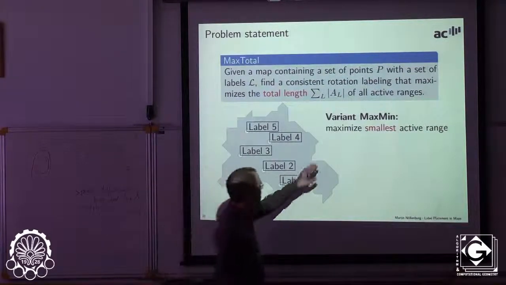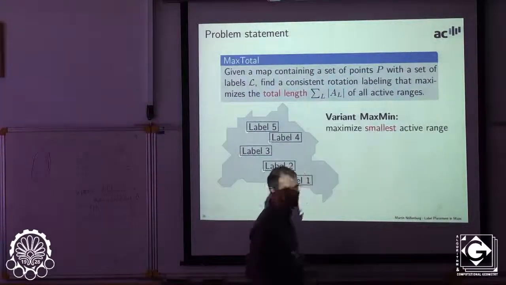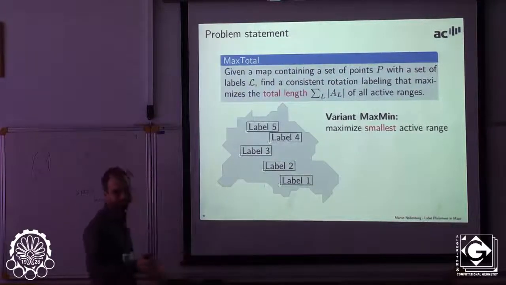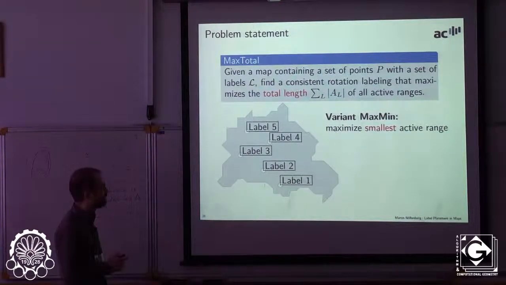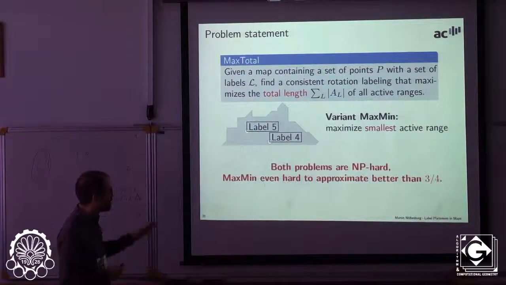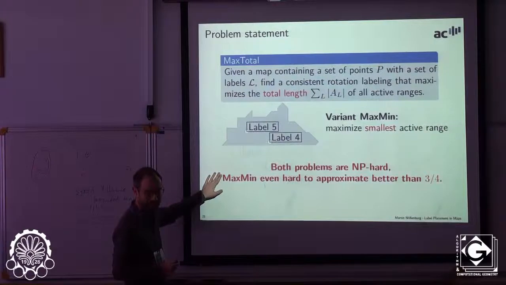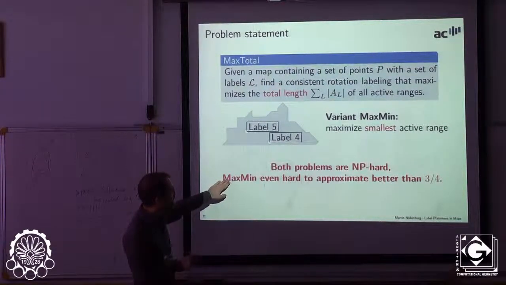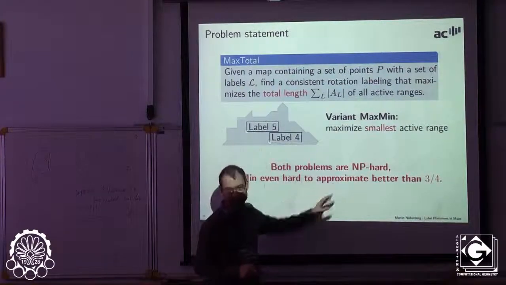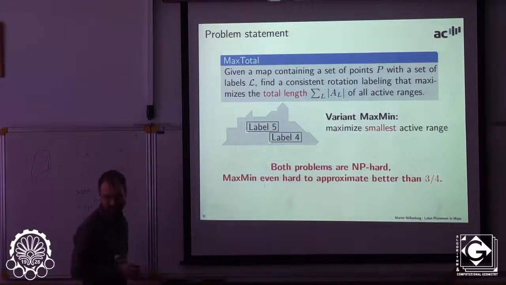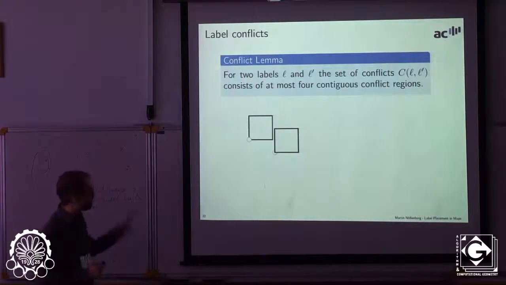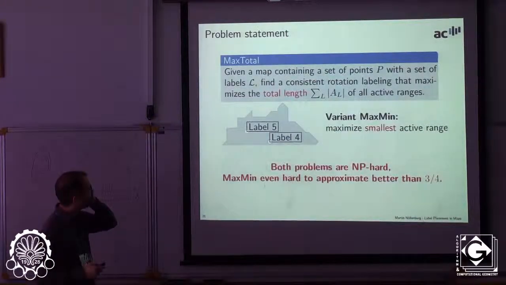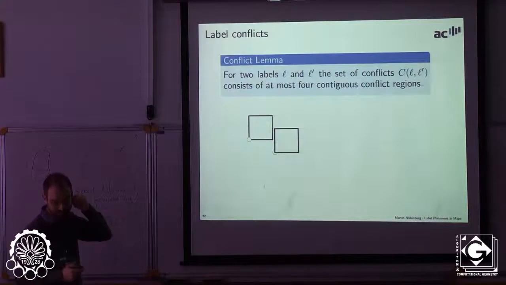One variation is that you could also try to maximize the smallest active range, so have no label that appears just for a very short time. That's a typical variation of an optimization problem. Both of these problems are hard. It's no surprise in labeling. And this max-min is even hard to approximate better than 3/4. So that's APX hardness. I will not show you the hardness proofs here because we have already seen one, but rather go directly to an algorithm for getting an approximation ratio.